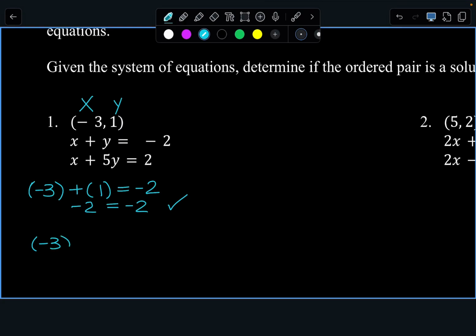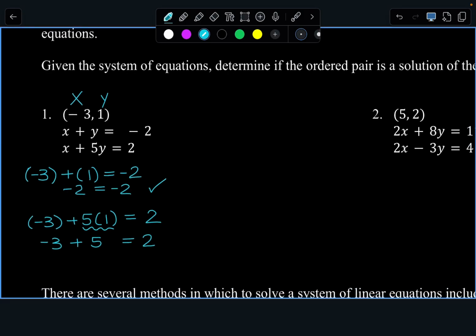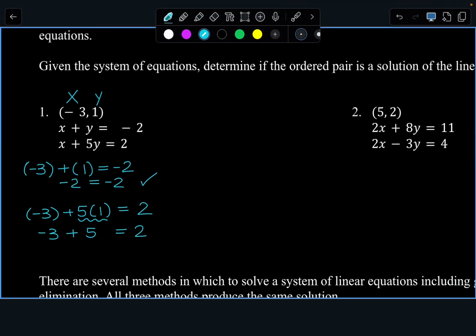So -3 plus 5 times 1 equals 2. And we want to see if that is true. So we're going to multiply first. We've got -3 plus 5 equals 2. Is -3 plus 5 equal to 2? Sure is. Because both are true, yes, it is a solution.